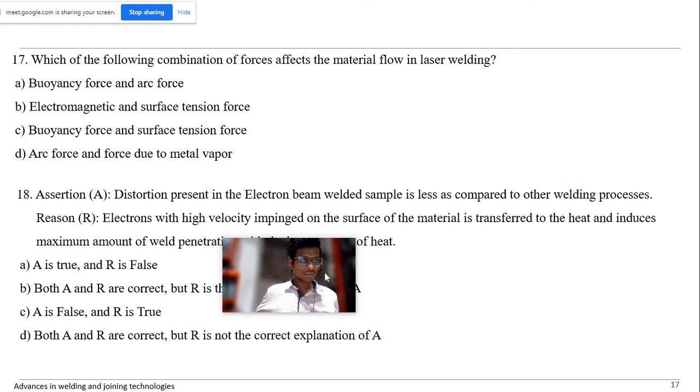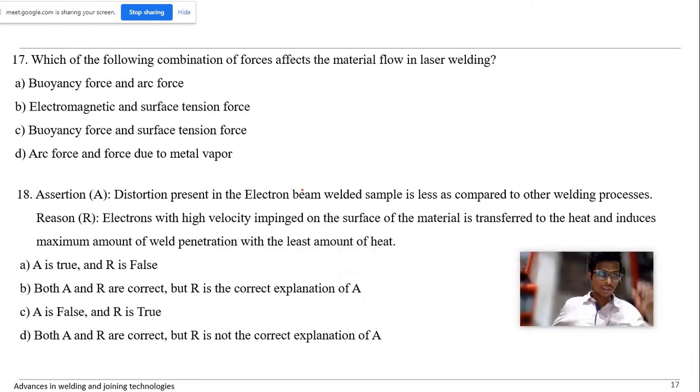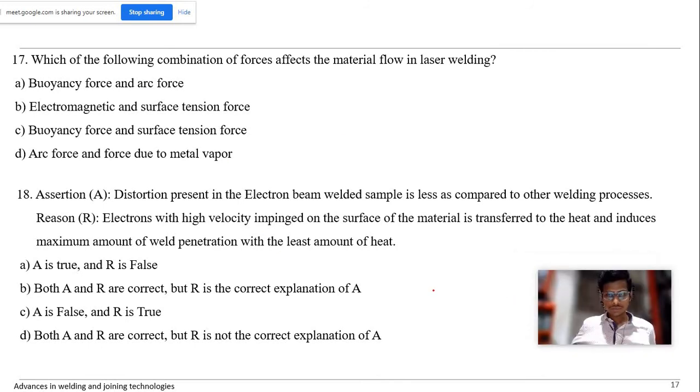We were in the 16th or 17th. 17th. So, which of the following combinations of forces affects the material flow in welding? First of all, electromagnetic won't be there. So buoyancy force will be there, and arc force won't be there, meaning arc shear force and all won't be there. Yes, 17C. C is the correct answer because buoyancy force is there, electromagnetic force won't be there, and surface tension force is there. Electromagnetic forces won't be there because there is no electron flow. In arc welding and all, it will be there. Okay, next question.